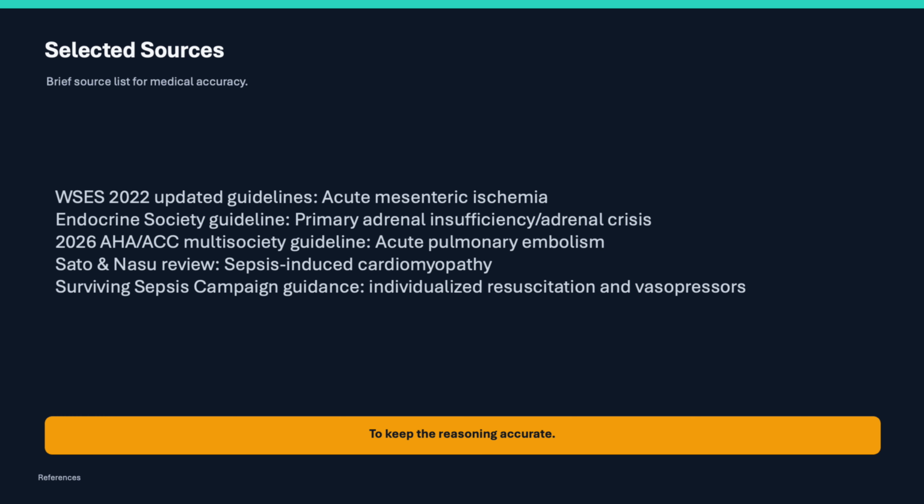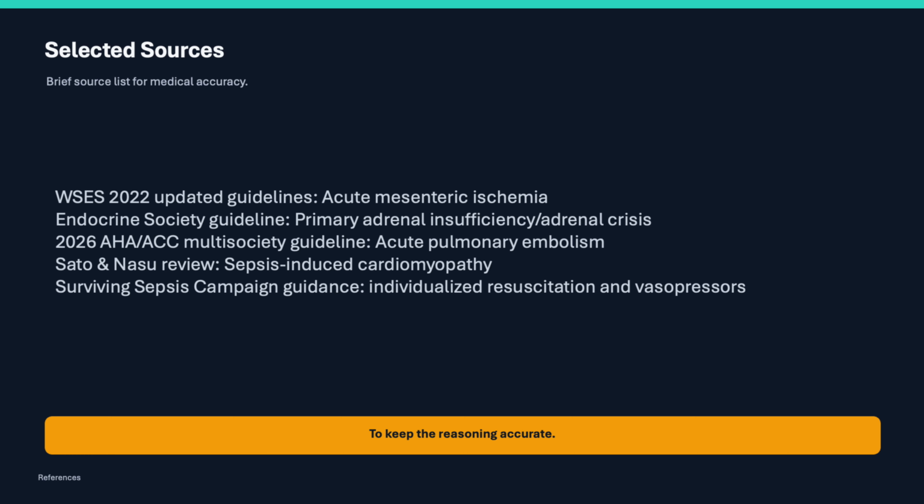These are the principal guidelines and reviews used to maintain medical accuracy in this rapid review. They include guidance on acute mesenteric ischemia, adrenal crisis, pulmonary embolism, sepsis-induced myocardial dysfunction, septic shock, and acute hyperkalemia. The purpose of clinical thinking lab is not to replace formal guidelines or specialist consultation. It is to practice how clinical reasoning changes when the patient becomes unstable, when new information appears, or when multiple emergencies compete for priority.